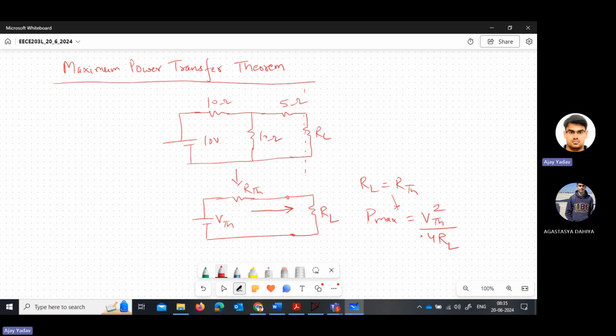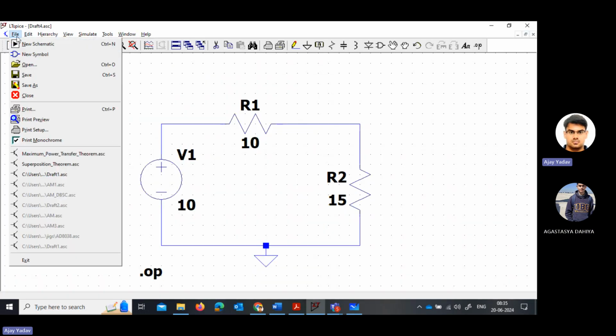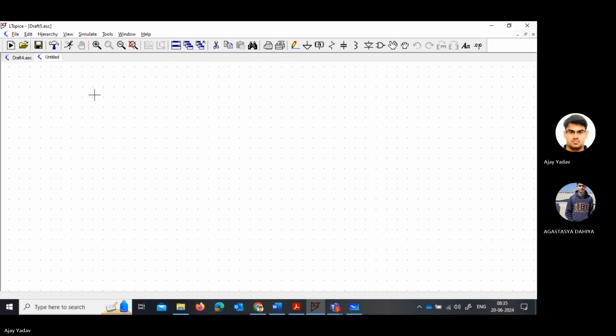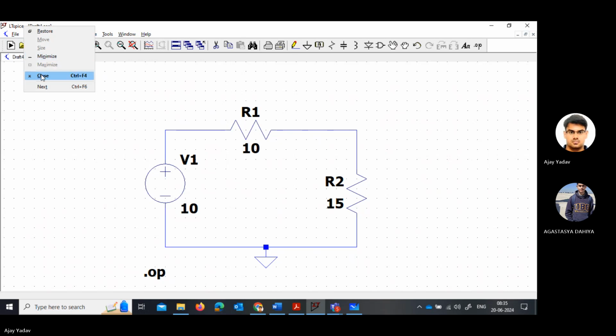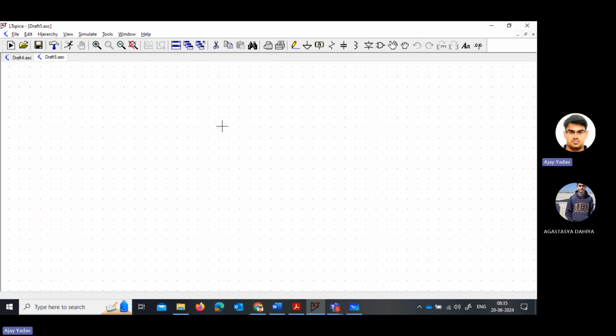Now we have to prove this, because we have to verify this on LTSPICE. So what you have to do now is open LTSPICE. I am starting a new file here. I didn't save; anyway, I'll do it later on.